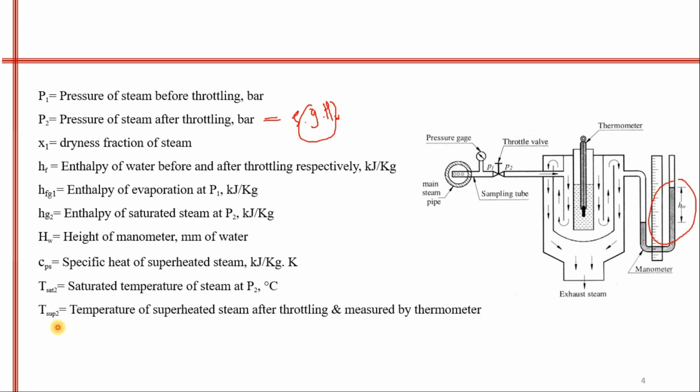T2 is equal to the temperature of superheated steam after throttling, as measured by the thermometer. Okay, this saturation temperature can be obtained from the steam table corresponding to pressure P2, and this superheated temperature is measured by the thermometer in this experiment. Okay, so let's have a look at the process on the T-H plot.